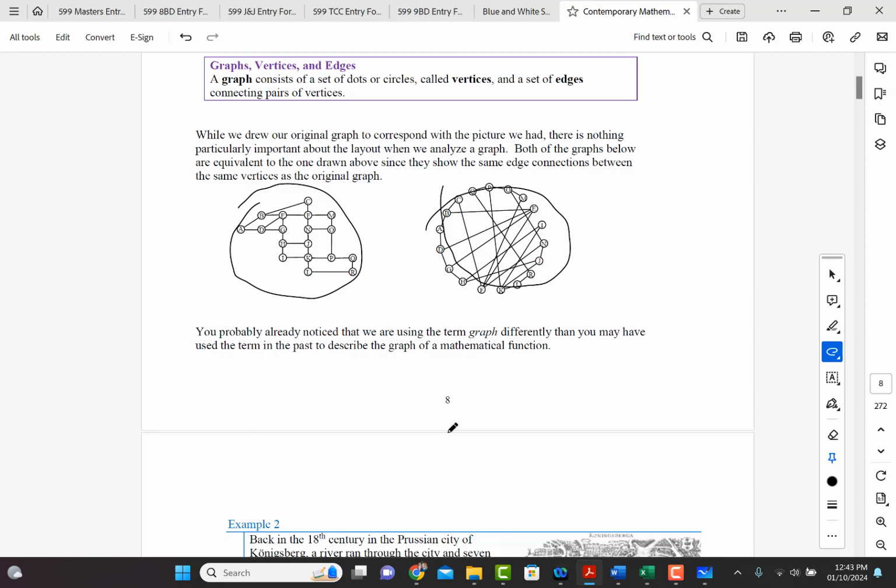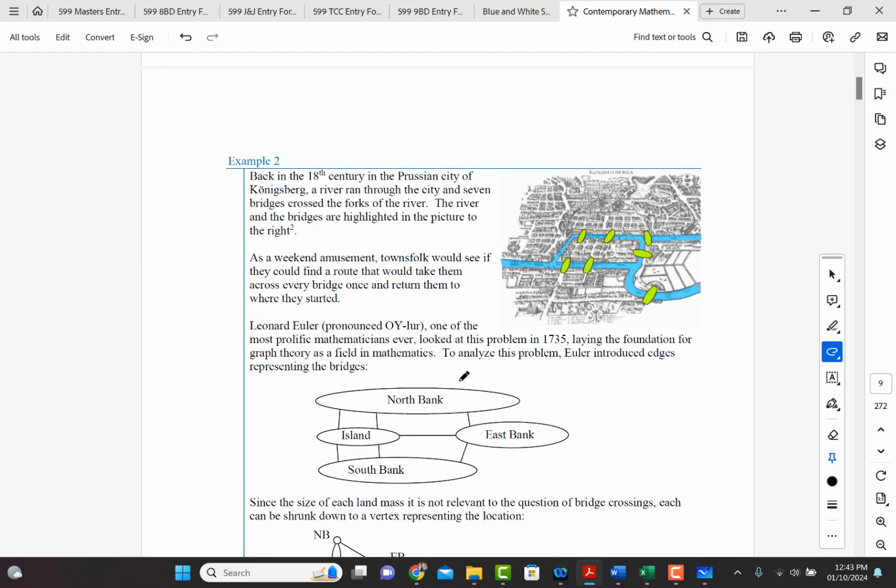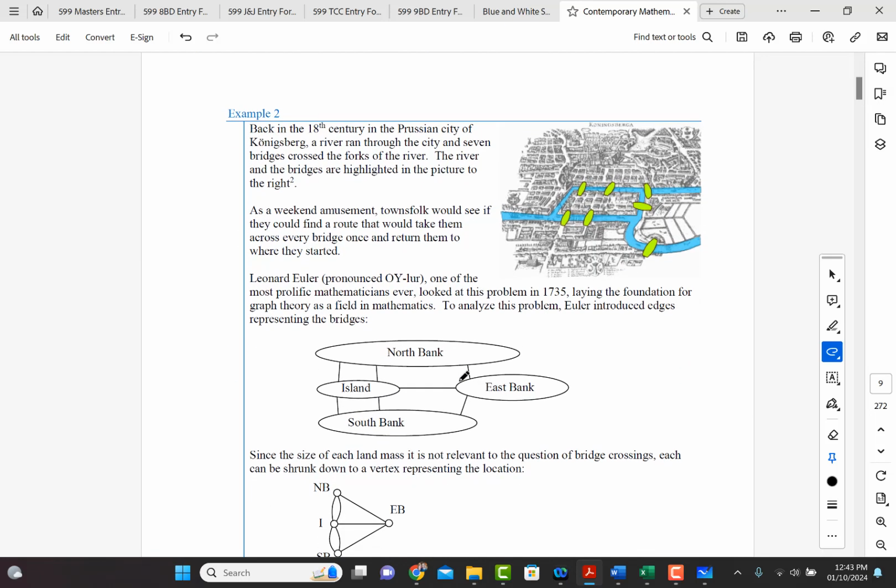Okay, where we describe the graph of a mathematical function, right? Okay, so now example 2. So now here we look at a classical problem.